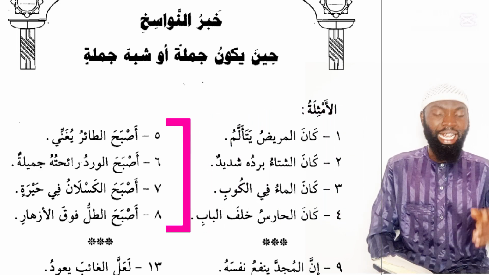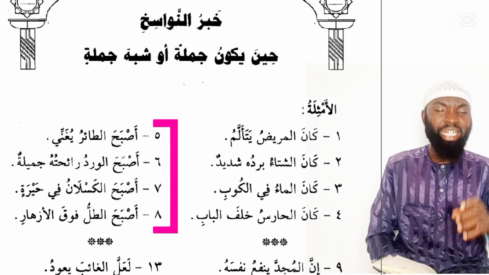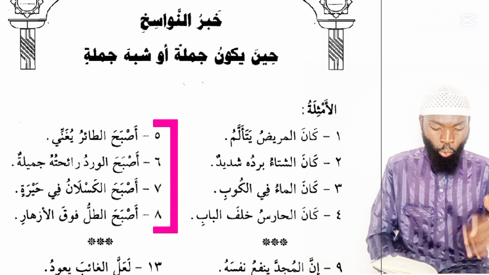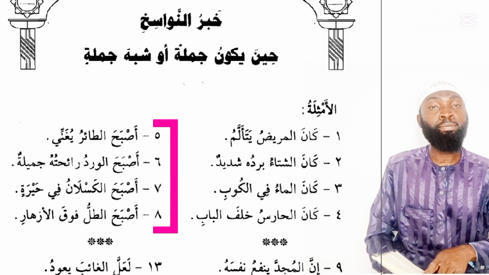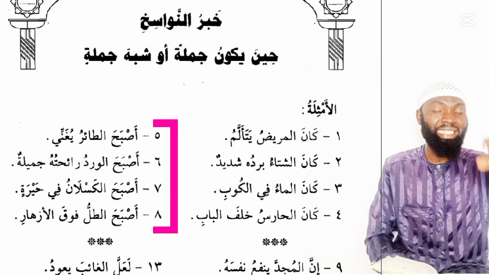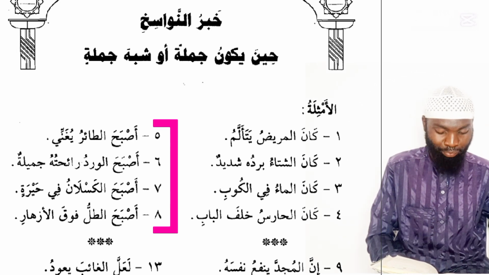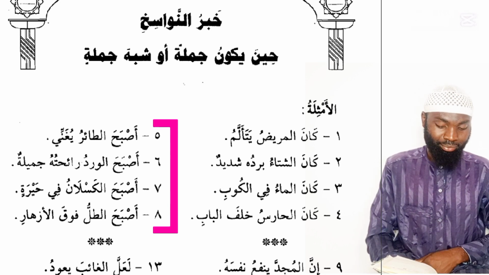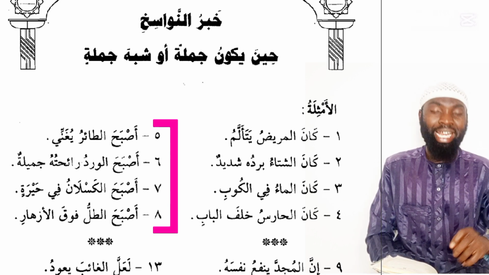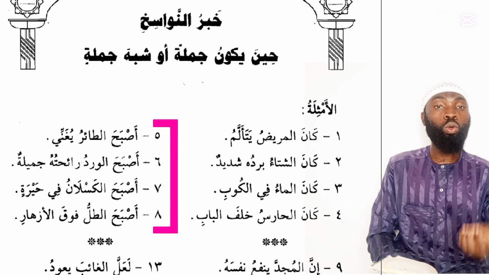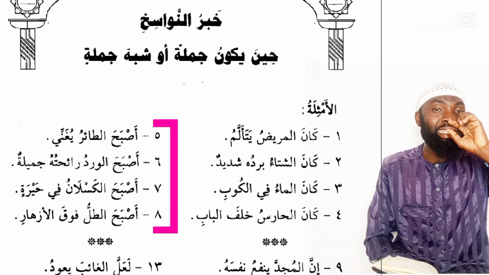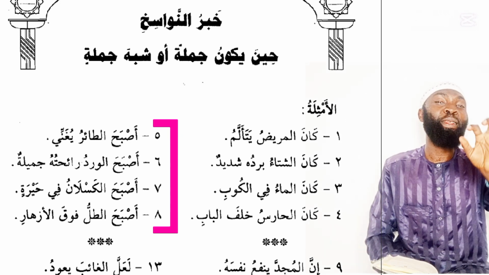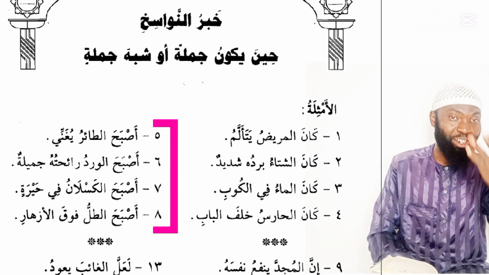Number five, we have asbaha ta'iru yughanni. The bird wakes up singing, or the bird at the time of the morning was singing. So you can see asbaha is among the sisters of kana. They have the same rule. So the word yughanni is the khabar, but in verbal form. Asbaha al-wardu ra'ihatuhu jamila. The rose, during the time of morning, its scent was beautiful. So ra'ihatuhu jamila is a nominal sentence serving as khabar.